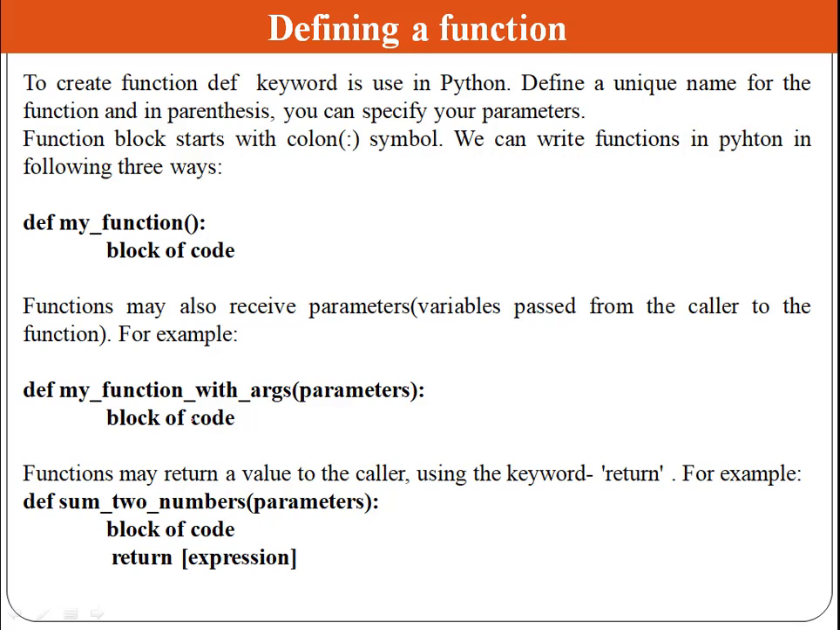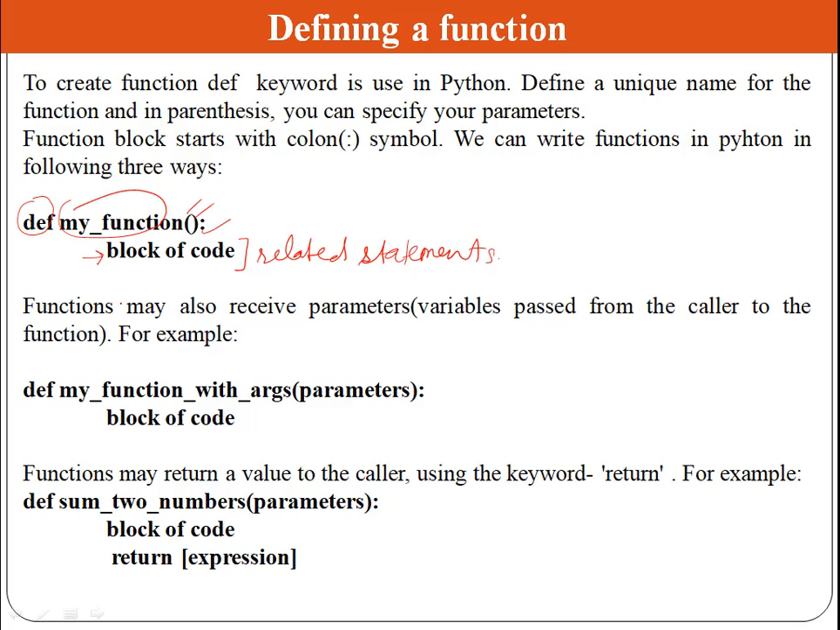First is def my function. We start with def, then we keep the name of the function, open and close parenthesis, and then a colon. After that we can have a block of code, meaning the related statements, which become part of the body of the function. Here you are not passing any arguments or parameters, so you call it without parameters.